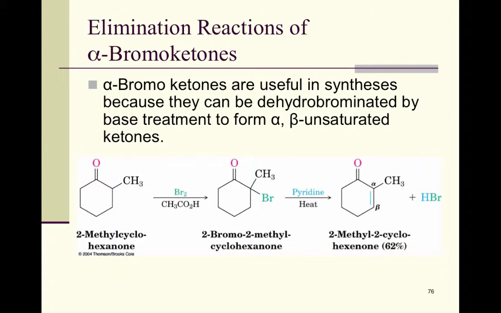Elimination reactions of alpha bromoketones. Alpha bromoketones are useful in synthesis because they can be dehydrobrominated by base treatment to form an alpha-beta unsaturated ketone. 2-methylcyclohexanone will be our example, and we have the reaction we just saw on the previous slide where we're going to have bromo substituted on the alpha position. Now the new piece here is we're going to use pyridine and heat, and what that's going to do is cause an elimination reaction and a carbon-carbon double bond forming at the alpha-beta position, forming an alpha-beta unsaturated ketone.